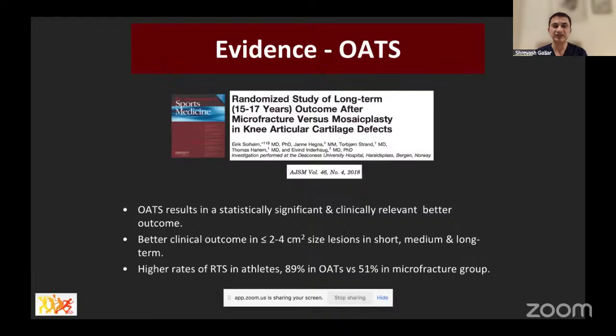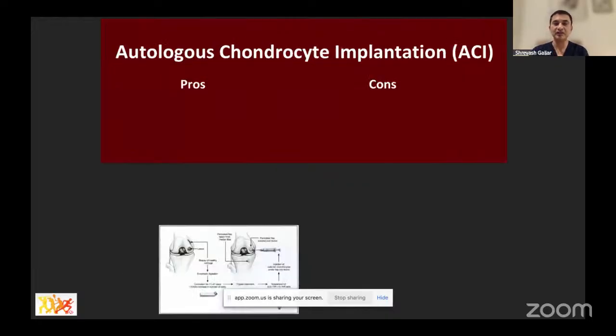And there are various studies, a 15 to 7 year randomized study, such as this one published in the AJSM, which shows a high rate of return to sports in athletes, 89% with the OATS treatment compared to 51%. And this is good for the small to medium sized lesions, because you are getting closer to the hyaline type. So the longevity is good.